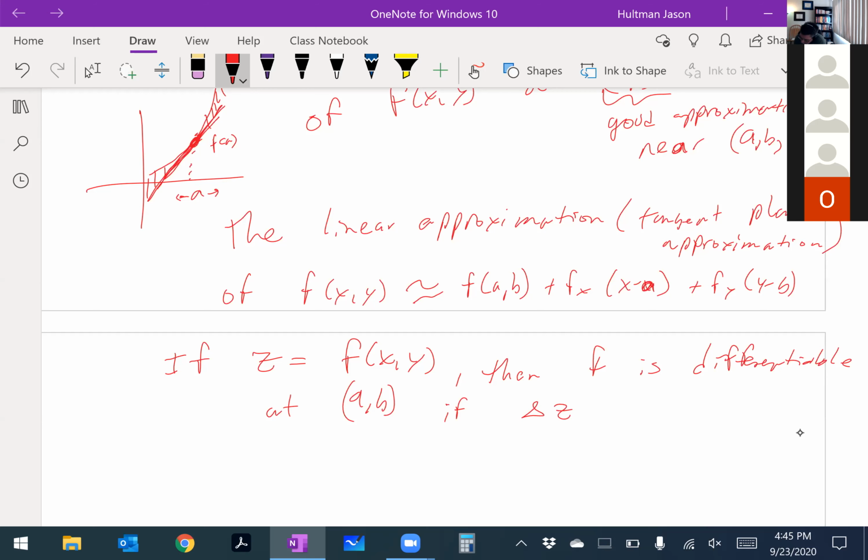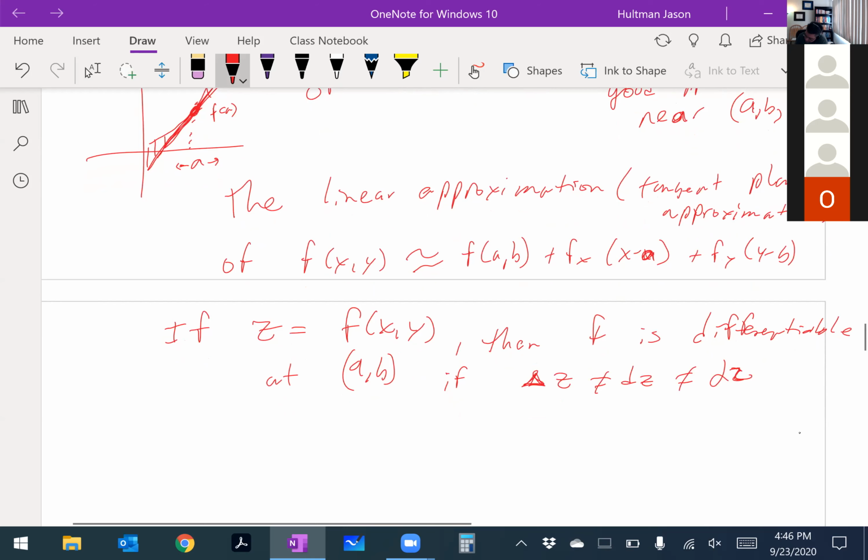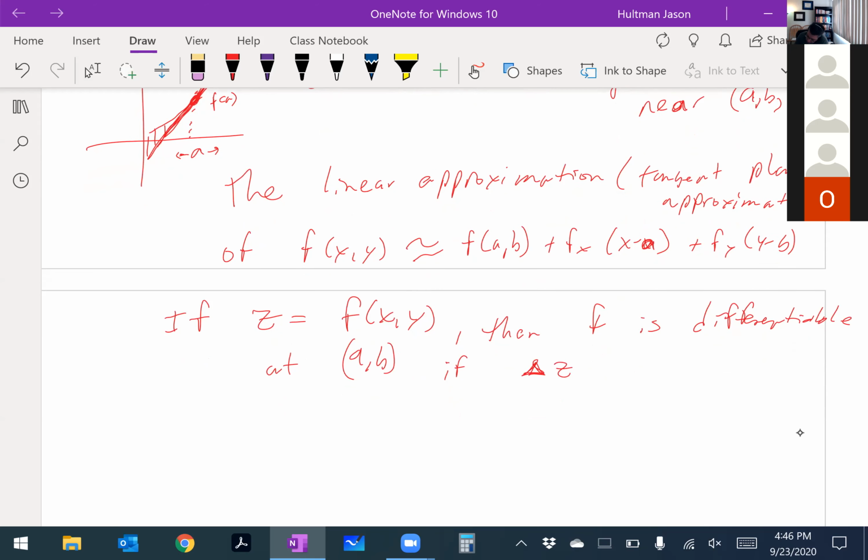This is not the same as delta z. This is not equal to dz, which is not equal to the partial on z. Partial with respect to z, they're not the same. They're all different, they mean different things. So delta z is a linear approximation. Think of it as slope, rise over run. That's delta z. But the delta z is in two different dimensions, delta x and delta y, which we'll get to.